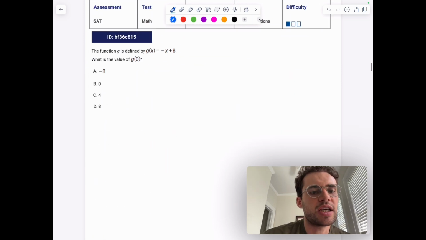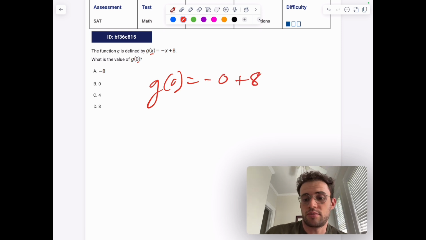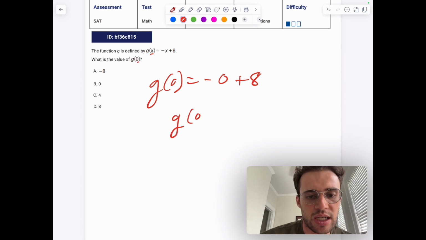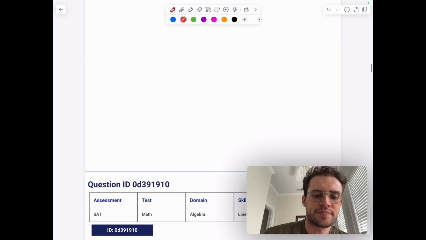The function g is defined by g of x equals negative x plus 8. What is the value of g of 0? We're just putting 0 in for x. So g of 0 will be equal to negative 0 plus 8. Negative of 0, it's still 0, right? You can't actually change the value of 0 by negating it. So that will mean that g of 0 is equal to 8. Right? The negative does not affect the plus 8 part.